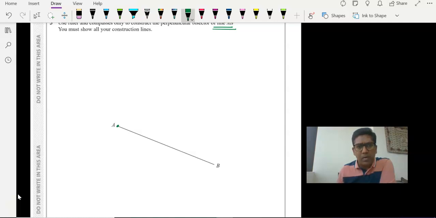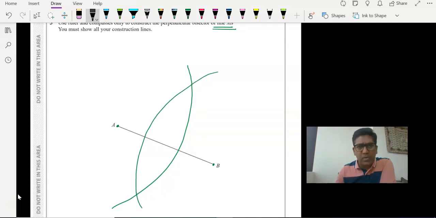Draw an arc with A as center. So you will get somewhat like this. With the same radius, take B as center and draw one more arc which intersects the other arc like this. Join the two points of intersection of the arcs, and that will be your required perpendicular bisector. Next one.